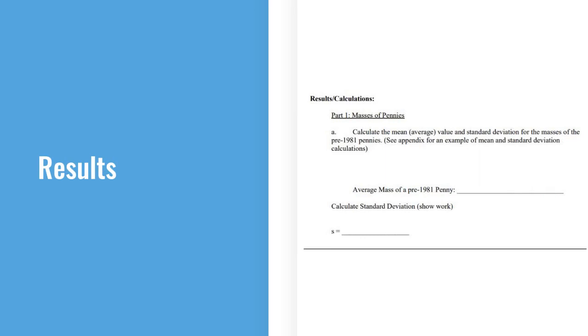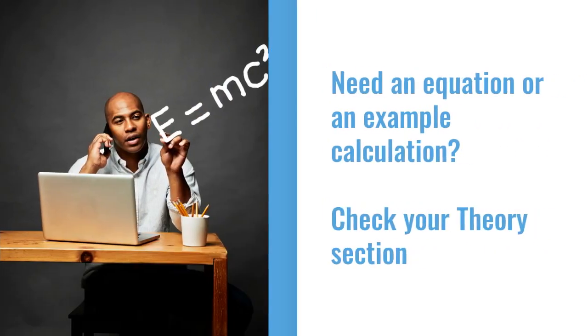After you've collected your data, you can go on to the results section. The results or calculations section is where you use the data you collected to do a calculation or interpret the data to find a result. If you find yourself struggling with the results section, it might be good to look back over your theory section. It should have the equations you need and example calculations to help.